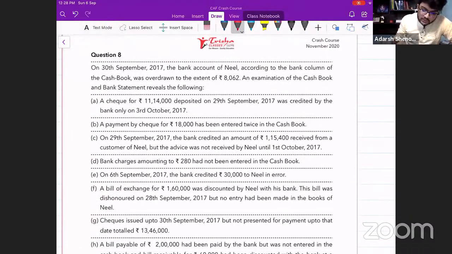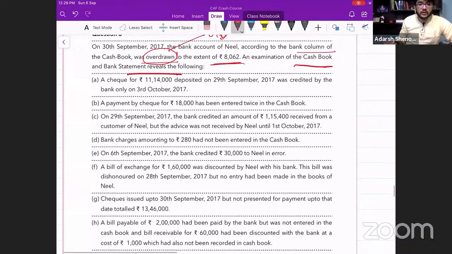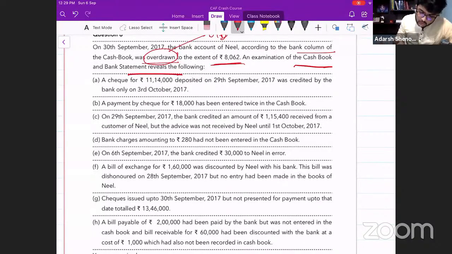On 30th September, the bank account of Neil, according to the bank column of the cash book, was overdrawn to the extent of 8,062. Can you tell me overdrawn means what? Overdraft balance. Okay, it means overdraft balance as per cash book. An examination of the cash book and bank statement reveals the following. A check for rupees 11,14,000 deposited on 29 September.